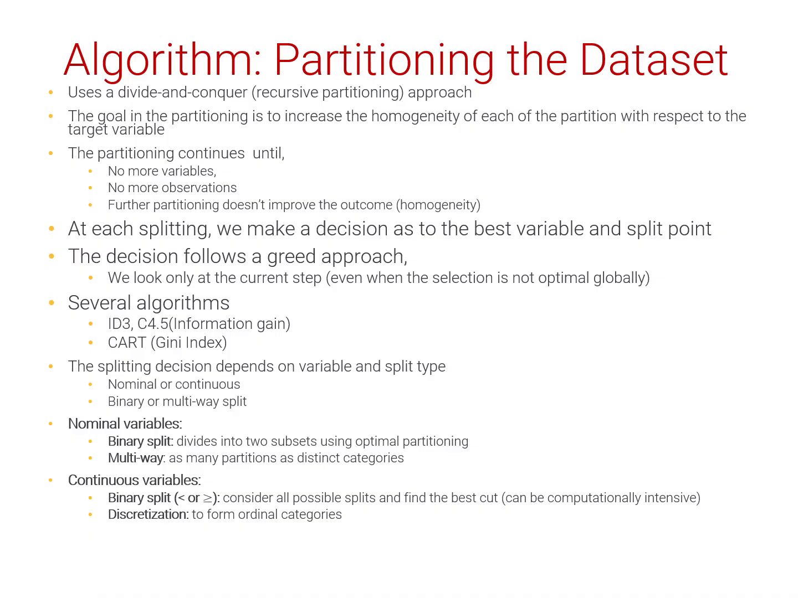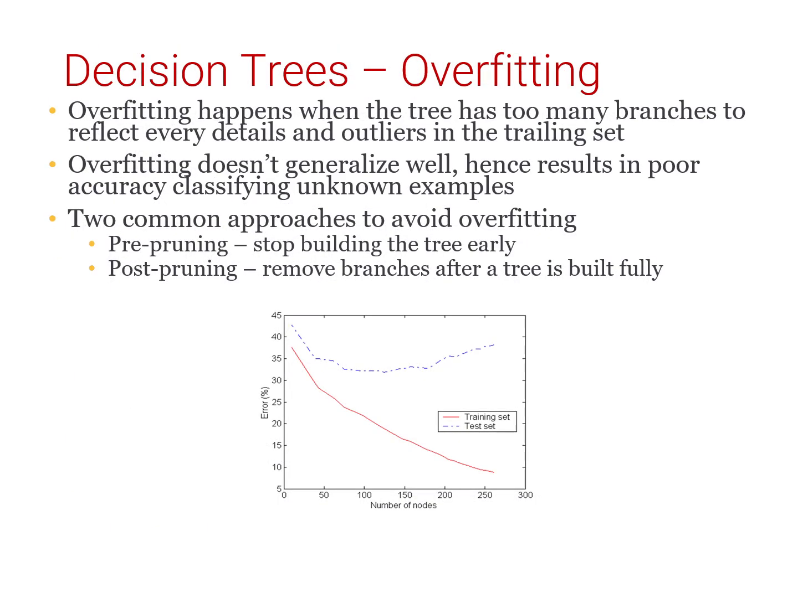By carefully navigating through these choices and considerations, decision tree algorithms can effectively partition the dataset and create a meaningful tree structure for classification or regression tasks. When working with decision trees, one of the key challenges is to strike the right balance between capturing the underlying patterns in the data and avoiding overfitting.